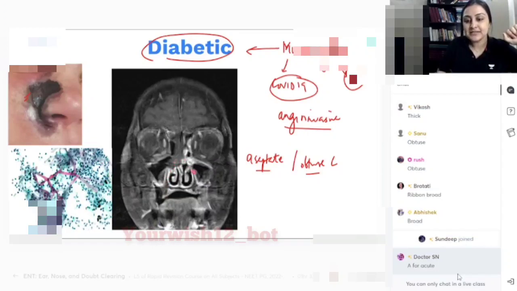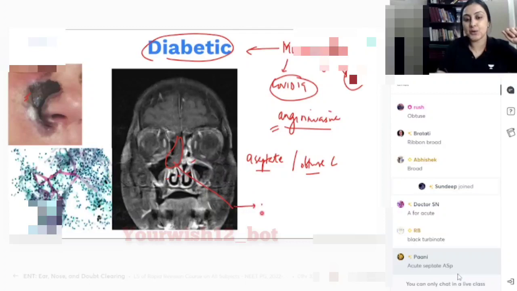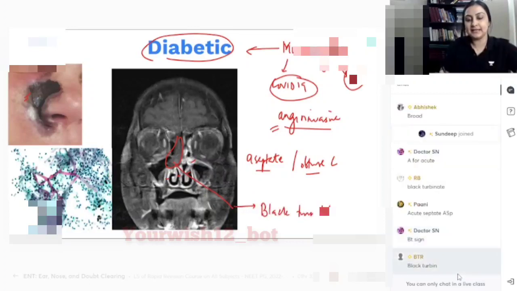MRI पे क्या दिखेगा? This is also contrast enhanced MRI, right? Wherein you are seeing कि बाकी सब तो white enhance हो रहा है, but you are seeing one turbinate here is not enhancing. Why? Because angio invasion से necrosis हो गया. So this is called the black turbinate sign.